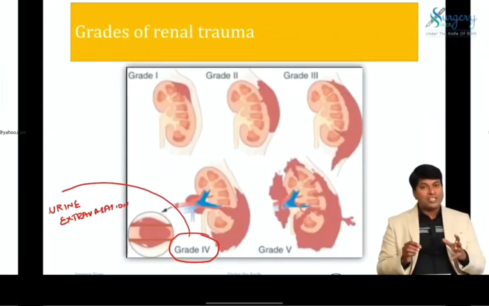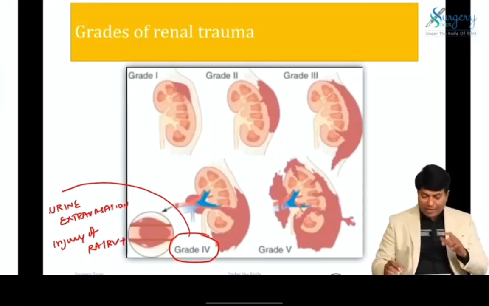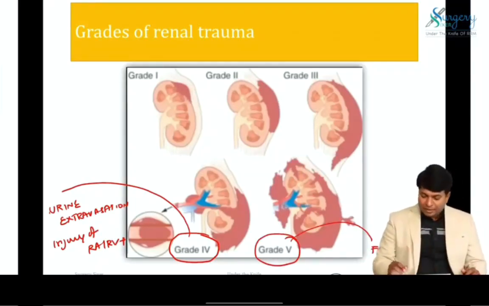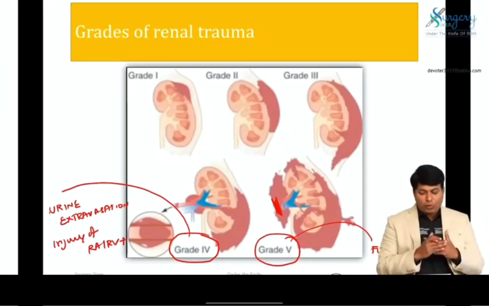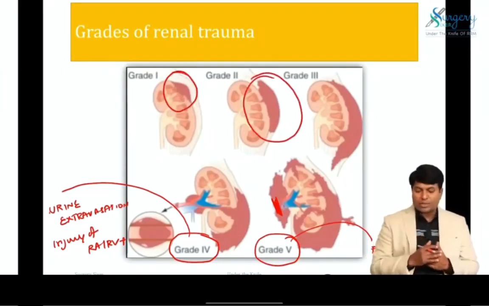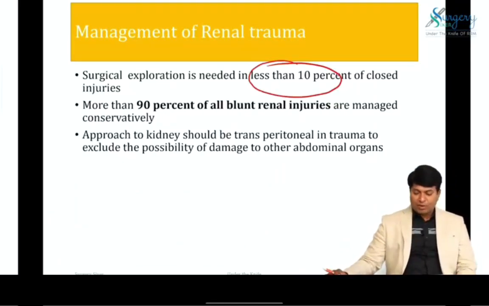Among this grade, which grade will have injury of main renal artery and main renal vein? Injury of renal artery and renal vein is present, but it is not a full transection. In grade 5, it is a full transection. Grade 5 is shattered kidney, disconnection between vessels, disconnection between ureter and renal pelvis. Everything is seen in grade 5. So please don't forget, grade 1 is subcapsular hematoma. Grade 2 is hematoma within Gerota's fascia. Okay. So surgical exploration is needed in less than 10%. 90% can be managed by conservative methods.